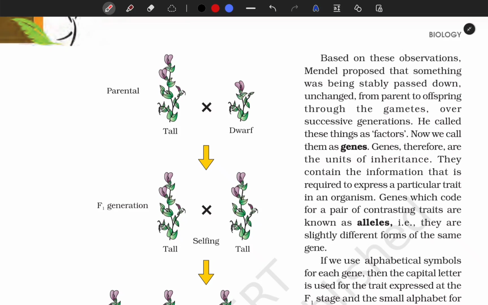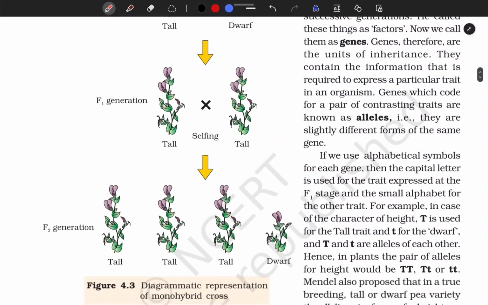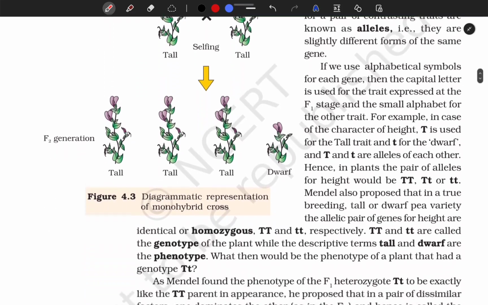gametes over successive generations. He called these things factors. Now we call them genes. Genes therefore are the units of inheritance. They contain the information that is required to express a particular trait in an organism. Genes which code for a pair of contrasting traits are known as alleles. That is, they are slightly different forms of the same gene.